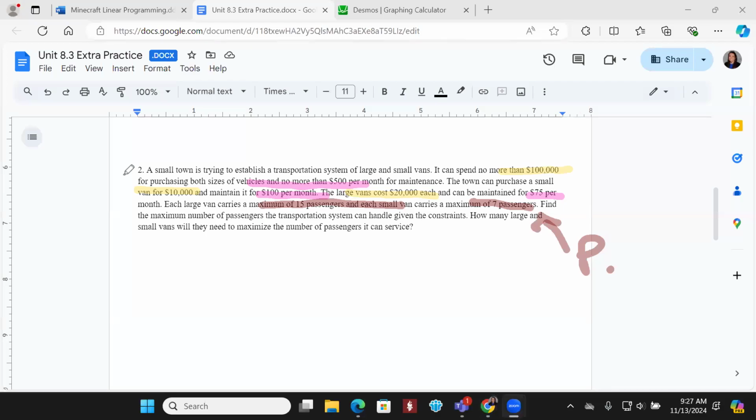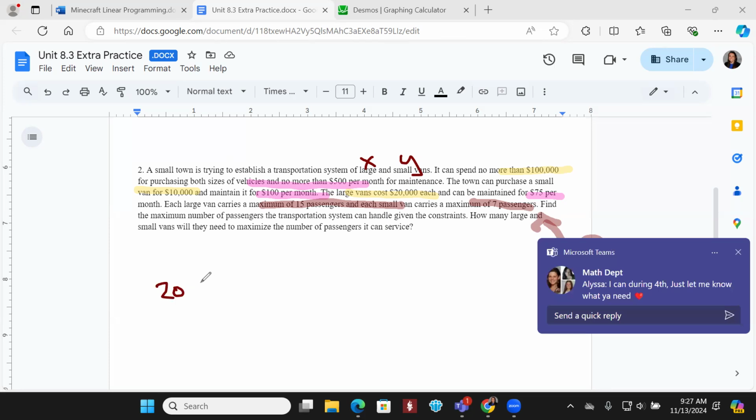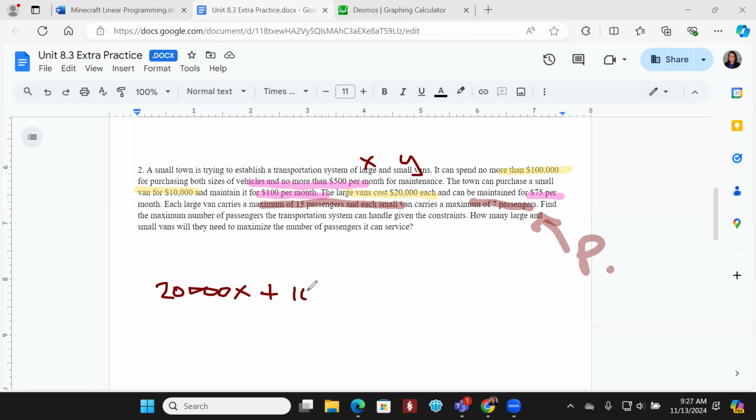Let's write the inequalities. So large van is X, small van is Y. A large van is 20,000 times X, and a small van is 10,000 times Y. They can't spend more than 100,000. And then you have $100 per month for a small and 75 for a large, and we can't spend more than $500.